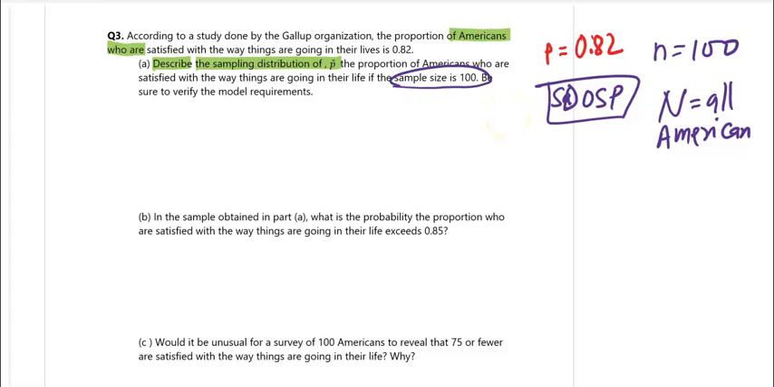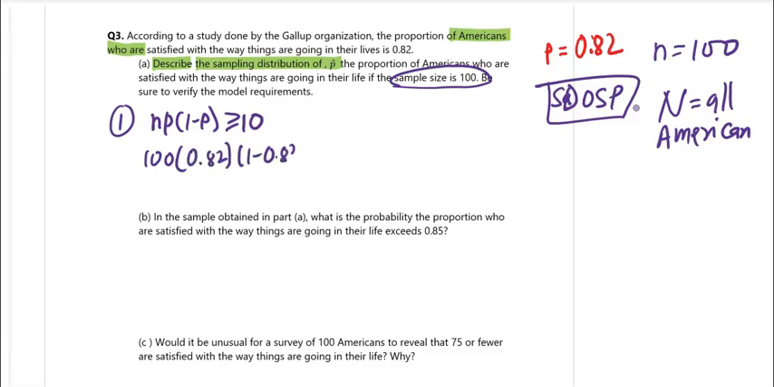Two criteria must be satisfied for the sampling distribution of sample proportion to be approximately normal. The first criterion is np and n(1 minus p) both greater than or equal to 10. The n value is 100 and p is 0.82, and 1 minus 0.82 is 0.18. On the calculator, you get 14.76, which is greater than or equal to 10. So the first criterion is satisfied.